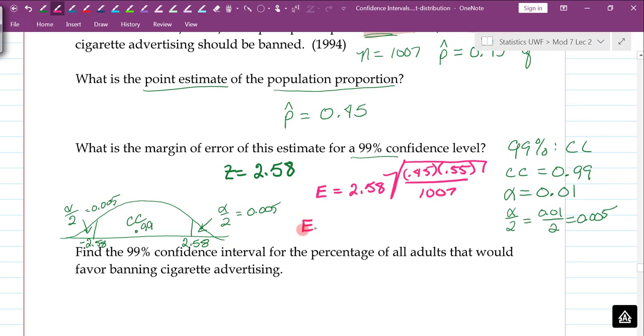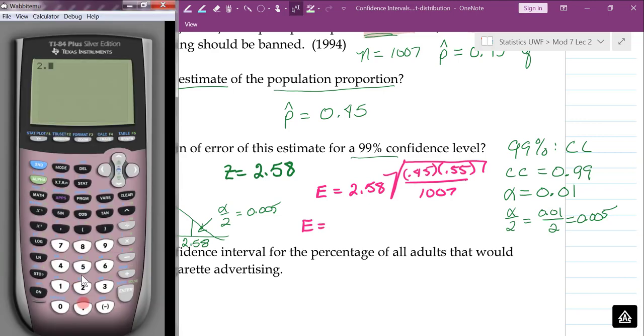And we're going to put this in our calculator, and we're going to find out that E is equal to 2.58 times the square root, making sure that all of this is underneath the radical, 0.45 times 0.55 divided by 1007. So our E is equal to 0.0404475828. Now, I haven't talked about this yet, but this is extremely important.